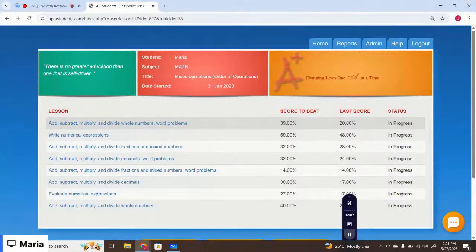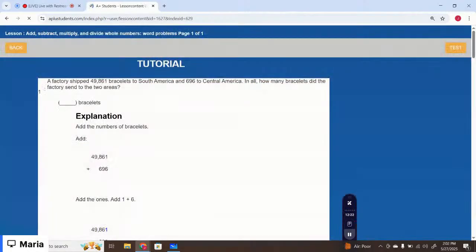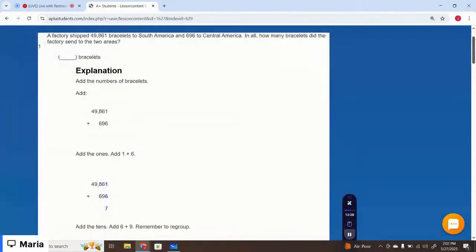The chapter we are on right now is mixed operations. Let's just start with the lesson that is add, subtract, multiply, and divide whole numbers. A factory shipped 49,816 bracelets to South America and 696 to Central America. In all, how many bracelets did the factory send to the two areas?